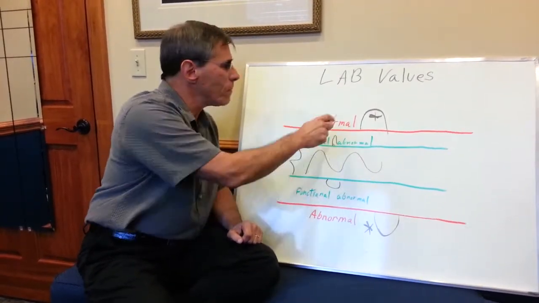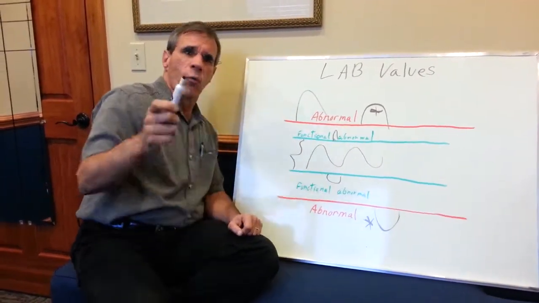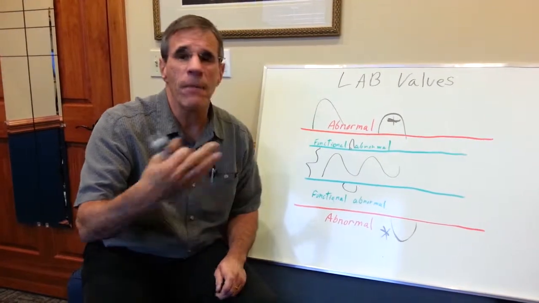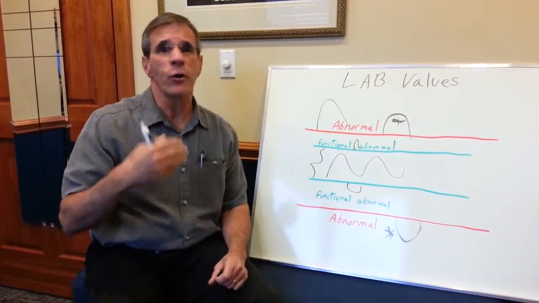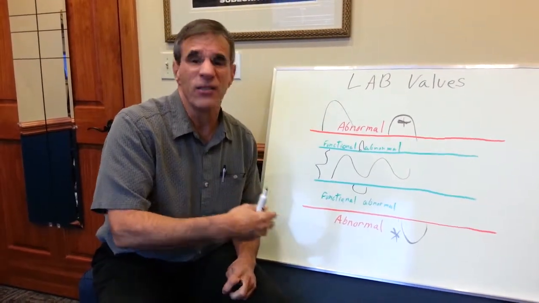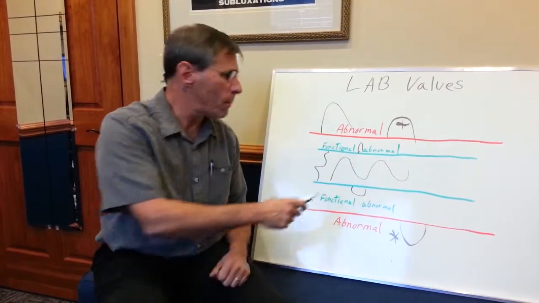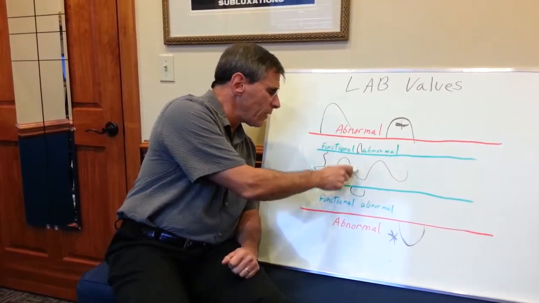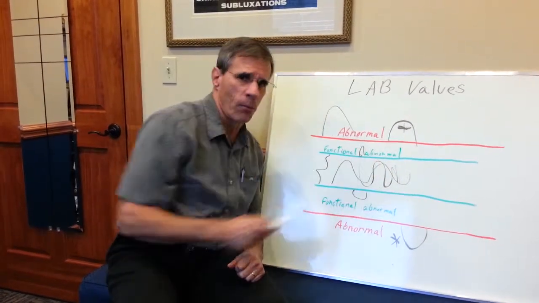Let's not wait for it to get pathological. We wouldn't want to wait till you have a diabetic coma to treat your diabetes. We wouldn't want to wait for you to have a heart attack to treat your heart problem that's developing over many, many years. This is what functional medicine is all about, to get your body functioning before it gets outside of these healthy, normal values.